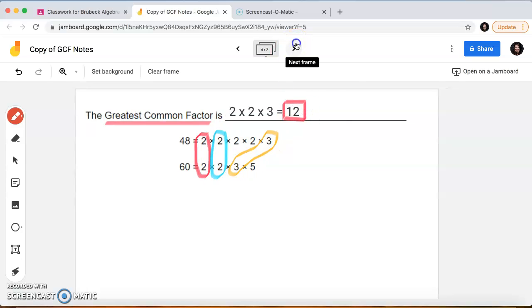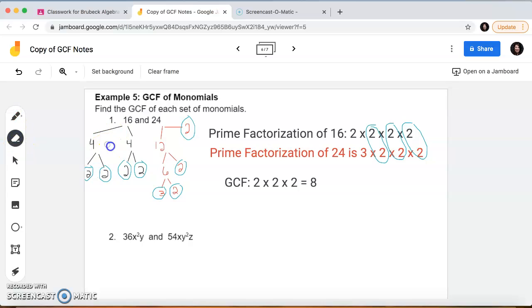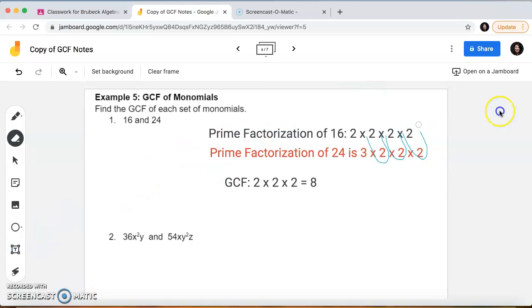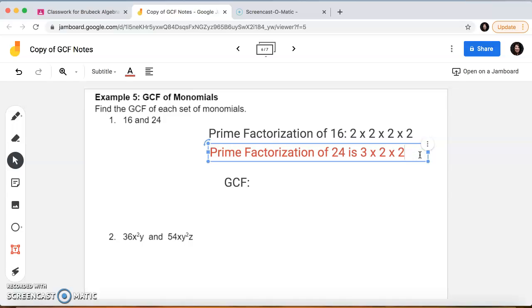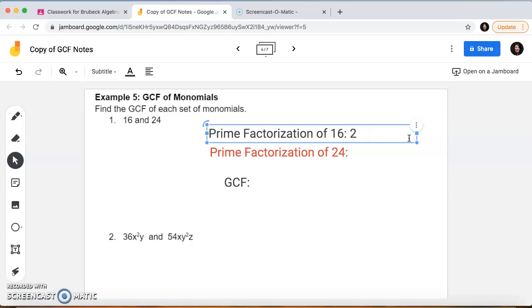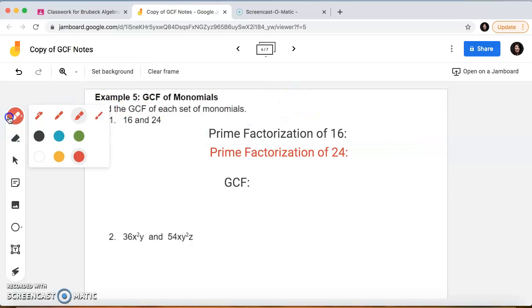Moving on to the next slide. On the next slide, we want to find the GCF of 16 and 24. Okay, so we want to break those down. I'm going to erase what I have here, and think what numbers multiply to get us 16 and what numbers multiply to get us 24. So off the top of my head, for 16, I'm going to use 8 and 2.